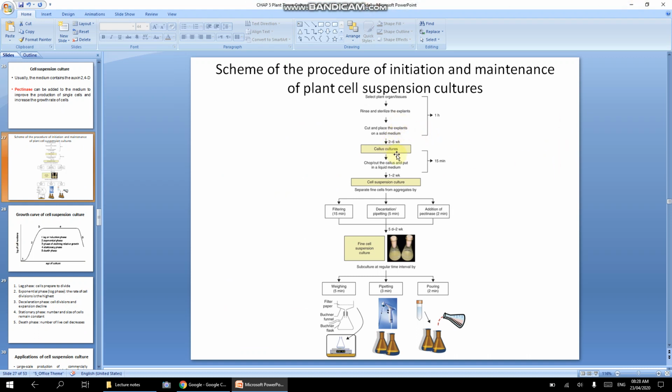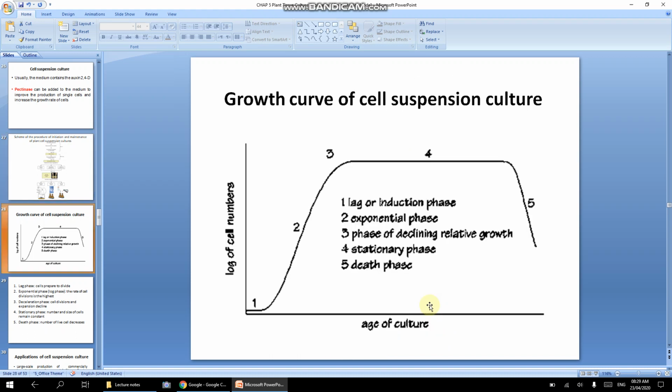So this is how it looks from organs and tissues: you surface sterilize, and you produce callus culture, and then you chop it, and you get a cell suspension culture. Then you can separate the cell suspension culture through filtering, and then decantation or addition of pectinase, and in 5 days or 2 weeks you will get a fine suspension culture. After that you can weigh it, pipette it, pour it, and that's how you get suspension culture.